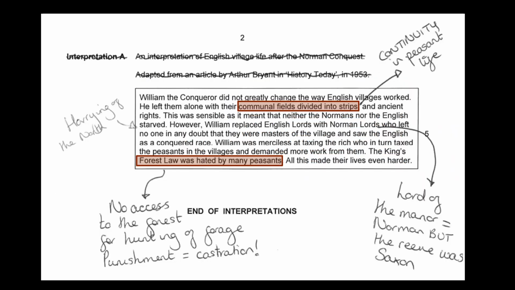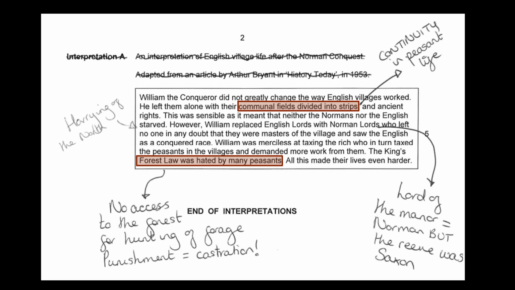I have highlighted the phrase communal fields divided into strips and labeled this with the key term continuity. This is because peasant farmers still used the same techniques as they used during Saxon times, and the manor was still portioned out into strips, which allowed for equality and fairness.